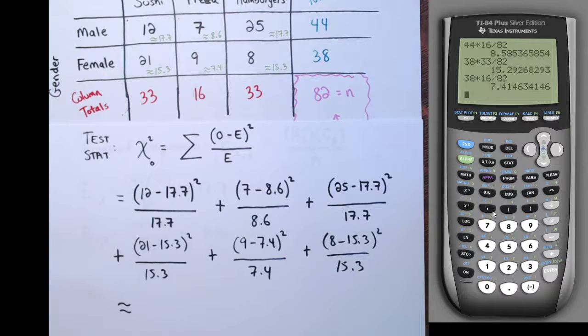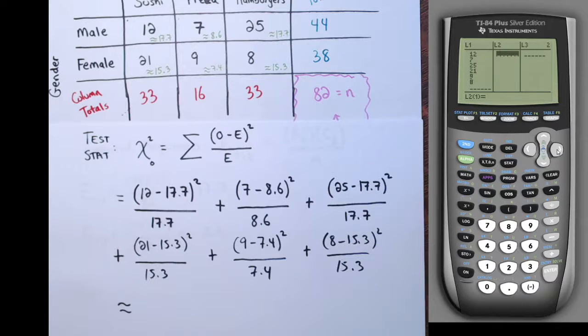All right, so let's start typing this in. So I got 12 minus 17.7. Well, actually, you know what I'm going to do instead is what I did with the goodness of fit test to speed this up maybe a little bit. Enter these as lists. If I go stat, edit, go down list 1, I'll enter these observed values. You had 12, 7, 25, and then down the second row you got 21, 9, and 8.